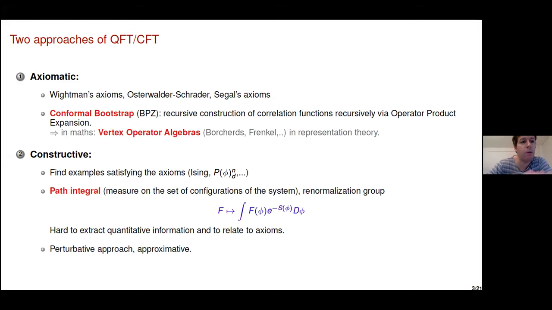But to summarize, there's one approach which is really axiomatic. And there's a second approach to quantum field theory and conformal field theories, which is constructive, which is essentially based on statistical physics models or probabilistic constructions, like path integrals. And in some way, these two approaches, it's rather hard to reconcile them, to show that they both exist and that they both match. And this is the program that we kind of initiated and that we finished actually here on the Riemann sphere, which is this talk.